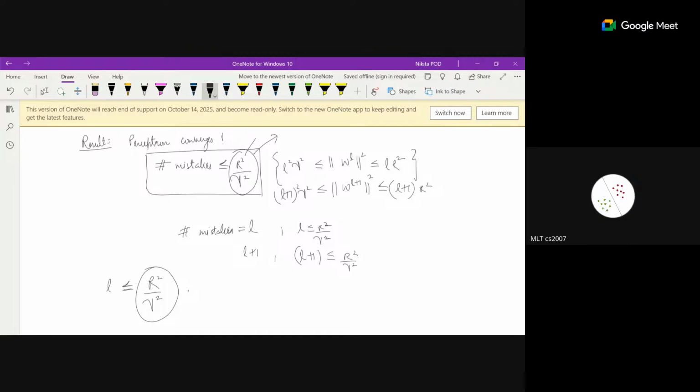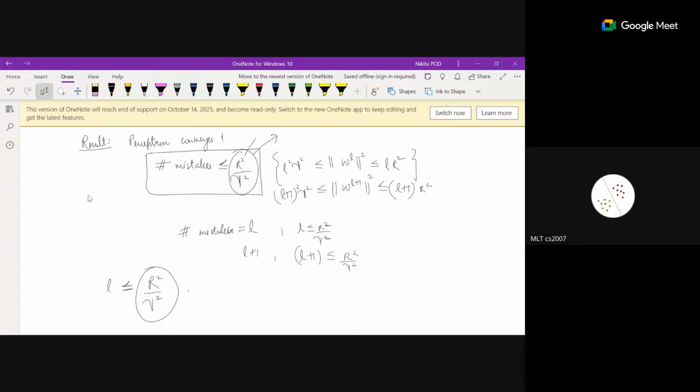But in this formula you have written L plus 1 is less than or equal to R square by gamma square. L plus 1 is the number of mistakes now. So in that case, both are the same. Whether you take L or L plus 1, the number of mistakes is bounded by R square by gamma square. In the lecture it is done with L plus 1, but we can also do it with L. Both are the same.